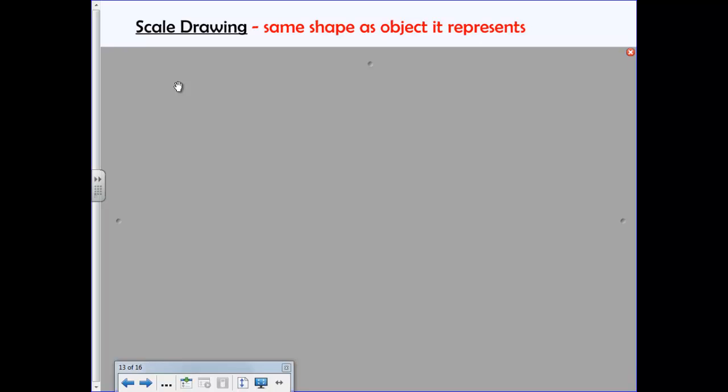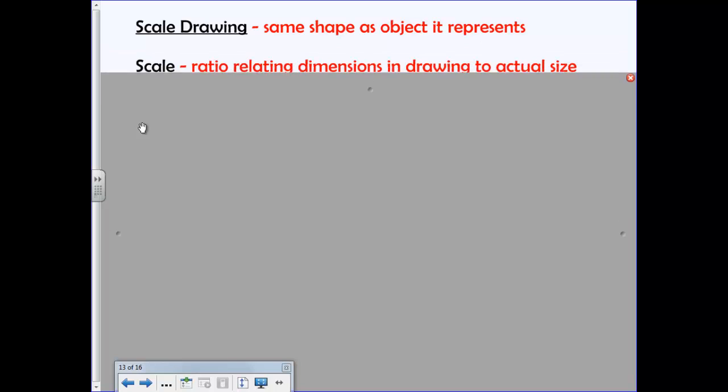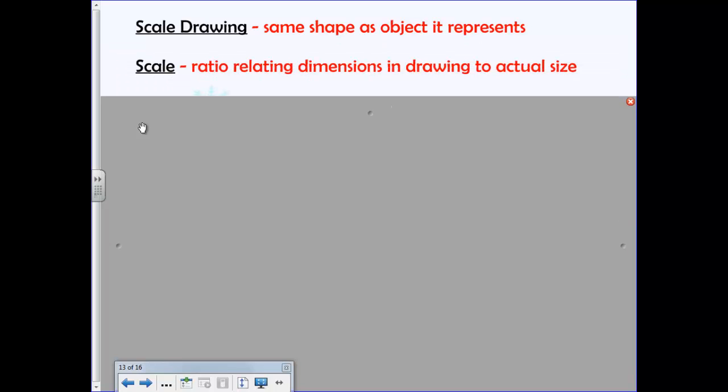Blueprints, maps, a globe, instructions. Oh, like when you find the instructions to put together a piece of furniture? Yeah. Atlases, yep. A scale drawing is the same shape as the object it represents, and on a map, on a blueprint, on the instructions to assemble a piece of furniture, 99% of the time you have a scale. A scale is a ratio relating the dimensions in a drawing to the actual size.